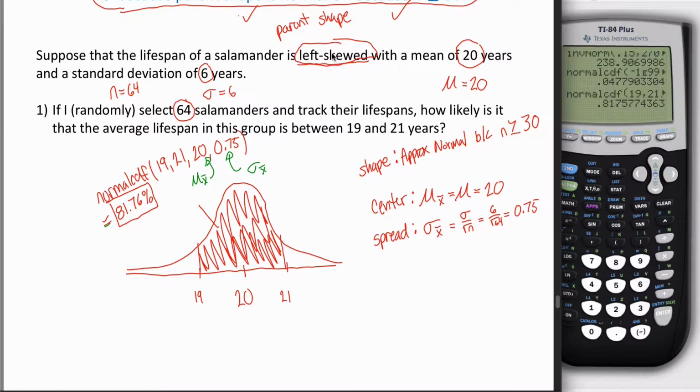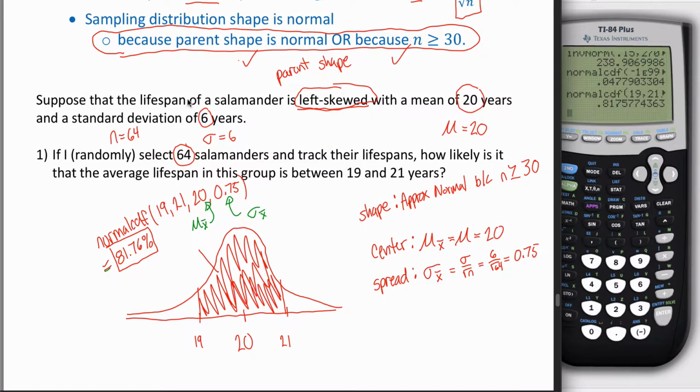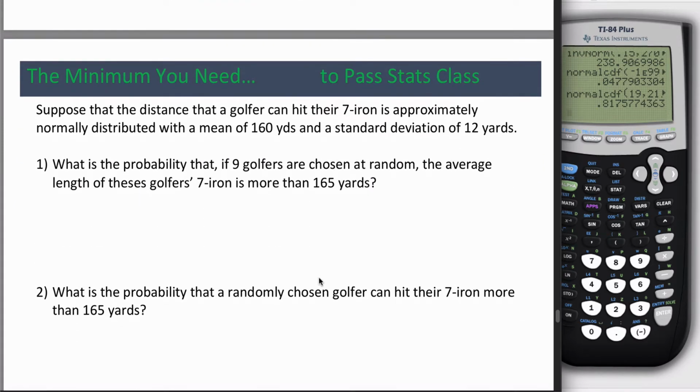But I don't even need that. I need the sampling distribution shape. And the sampling distribution shape will end up being normal, or you can't do the problem. But since you'll probably be asked why, know that the reason why is either because the parent distribution shape is normal or because n is greater than or equal to 30. Let's do some more examples, maybe a little bit quicker because I kind of beat that one to death.